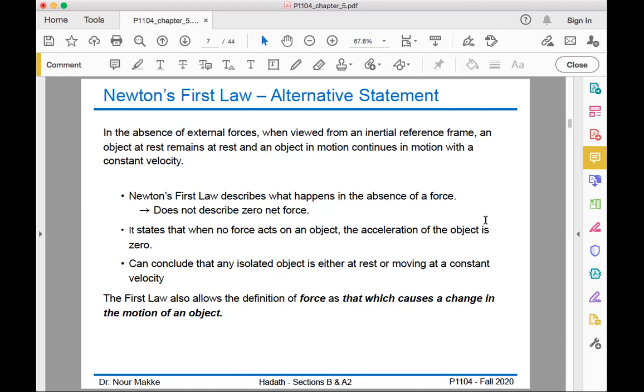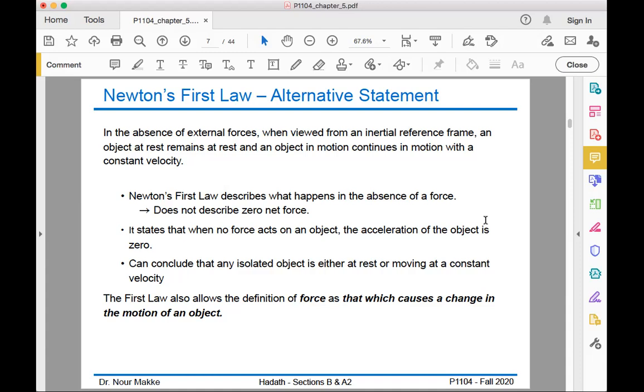And Newton's first law states that when no force acts on an object, the acceleration of this object is zero, so that if it is moving with a given velocity, the velocity does not change. And be careful, Newton's first law describes what happens in the absence of forces. So we don't have any force acting on the object, and it does not describe zero net force. So when you have forces acting on an object, even if the summation of all these forces is equal to zero, we are not anymore in the Newton's first law case.